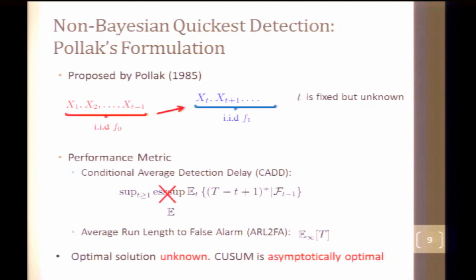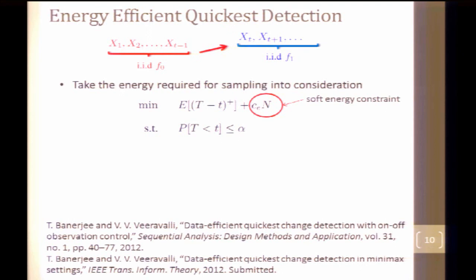So now our work is on this kind of energy efficient quickest detection. The main idea is that we are going to take the energy required for sampling into consideration. Normally these kinds of schemes are used for sensor networks. For the sensors, they are put into a bridge, or near a volcano, to monitor whether there's some structural change. So for those sensors, we have to consider the energy constraint.